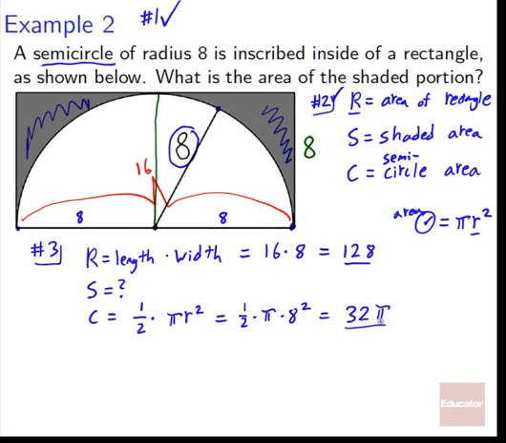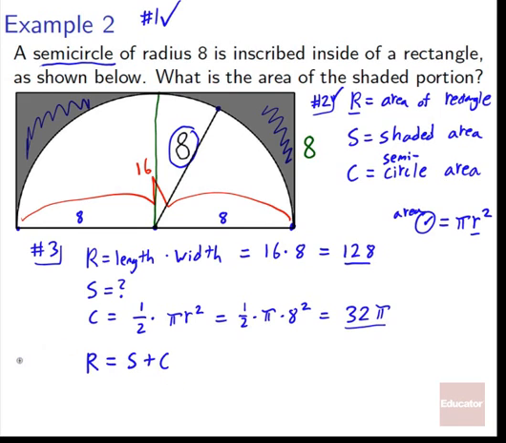We have three unknowns to start with, R, S, and C, and we've got two pieces of information, so we need some way to connect S to R and C. Well, we look at the picture and we go, oh, hey, the area of the rectangle, the shaded area, the semicircle, they're all connected, right? The area of the rectangle contains both of the other guys put together. So it's S plus C.